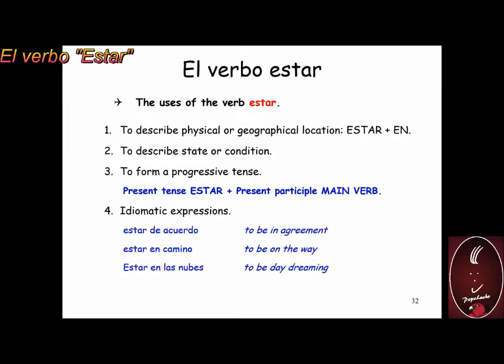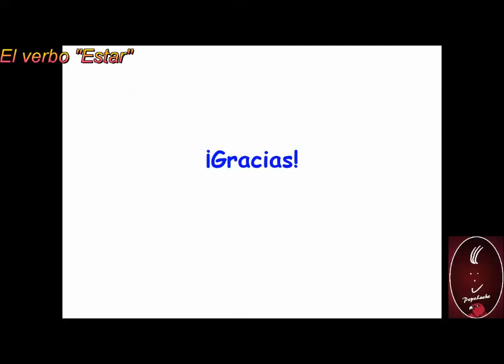For instance, yo estoy de acuerdo o yo no estoy de acuerdo. Nosotros estamos en camino. Los estudiantes no están en las nubes. So those are the uses of the verb estar.